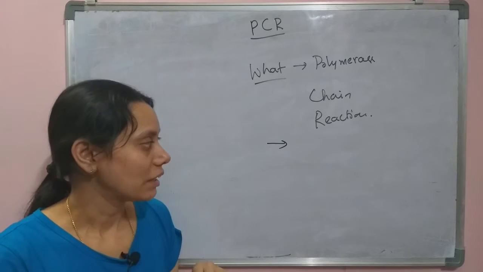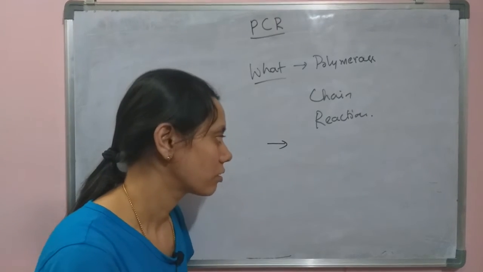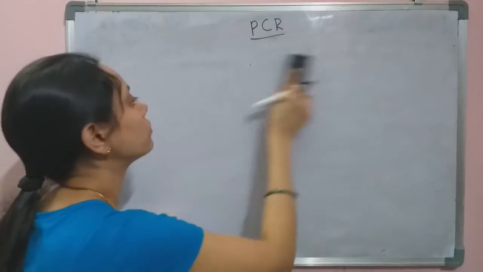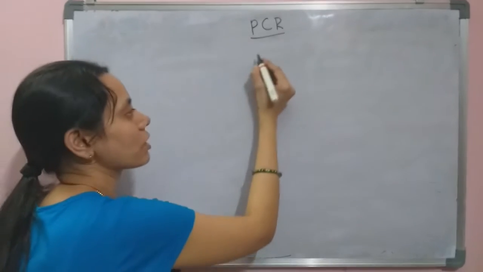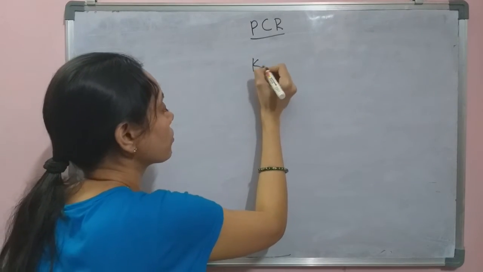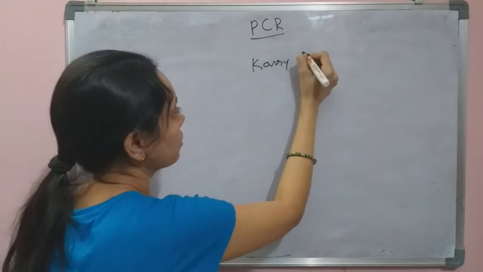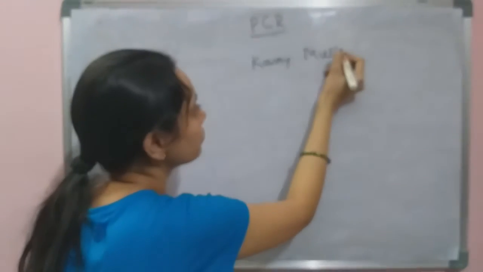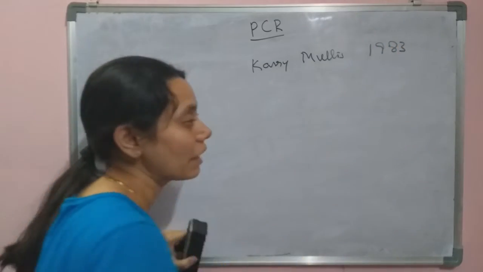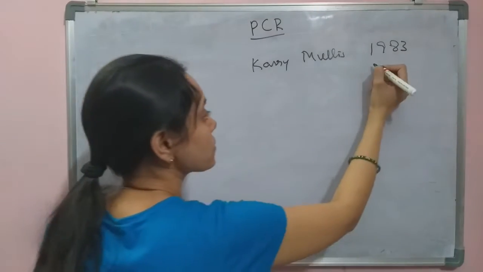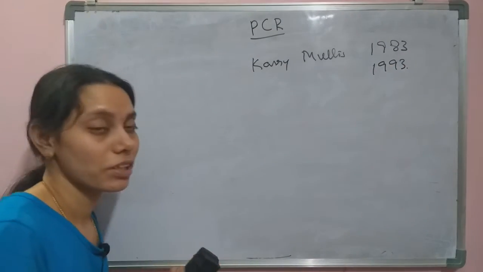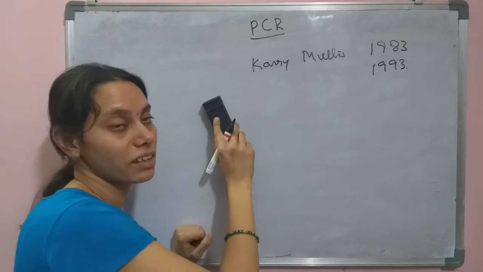And coming back to the history, this PCR reaction was discovered by the scientist named Kary Mullis in the year 1983, and he was awarded the prestigious Nobel Prize in the year 1993 for his discovery of the PCR reaction.